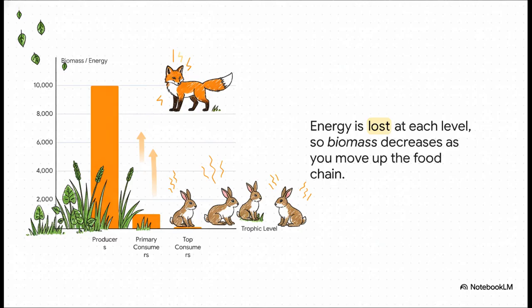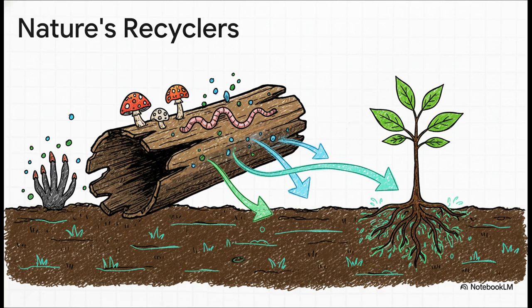So when you actually chart that biomass, you always get this pyramid shape. And here's the crucial point. A huge amount of energy gets lost at every single step. Think about it. Animals burn energy just moving around, breathing, keeping warm. So only about 10% of the energy from one level actually makes it to the next. And that right there is the simple reason why there's always way more grass than rabbits and way more rabbits than foxes.